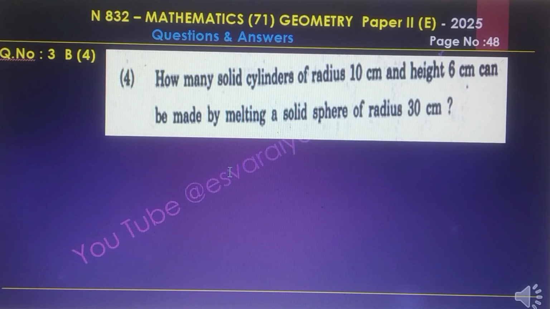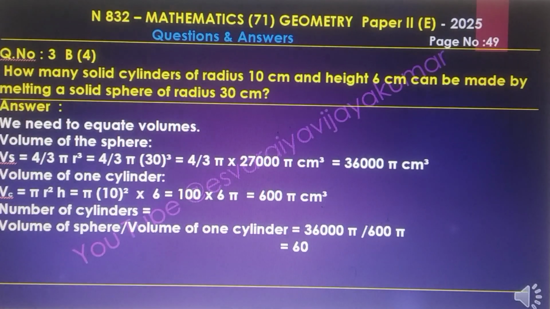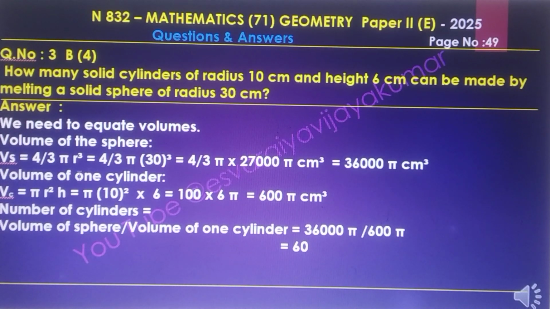How many solid cylinders of radius 10 cm and height 6 cm can be made by melting a solid sphere of radius 30 cm? Here are the question and answer. We need 4 by 3 pi r cube, and we apply the same formula. The volume of one cylinder we are getting is 600 pi centimeter cube. The number of cylinders is volume of sphere upon volume of one cylinder, 36,000 pi divided by 600. We are getting the final answer 60.